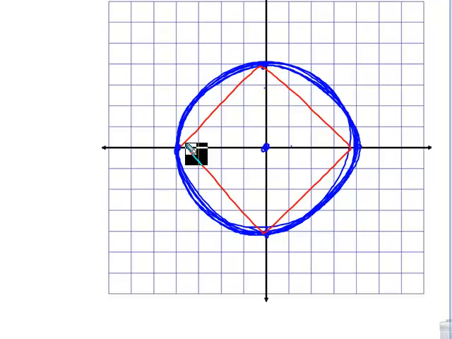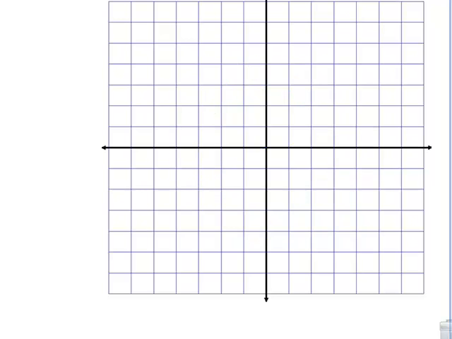So let's try one then that we have to do completing the square for to get it in standard form. x squared plus y squared plus 6x minus 7 equals 0.